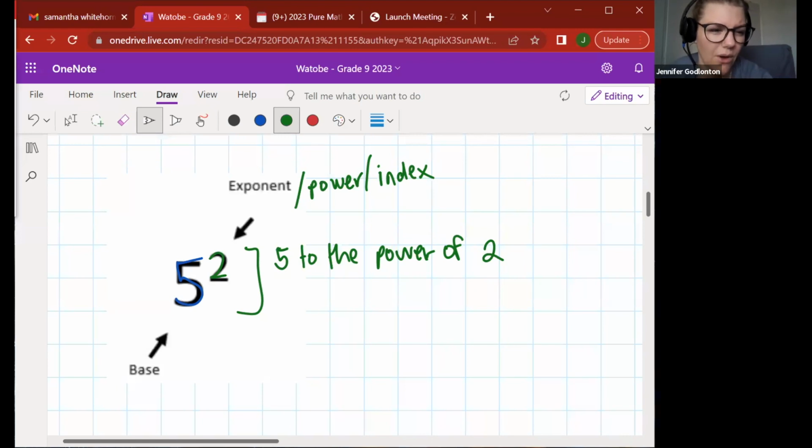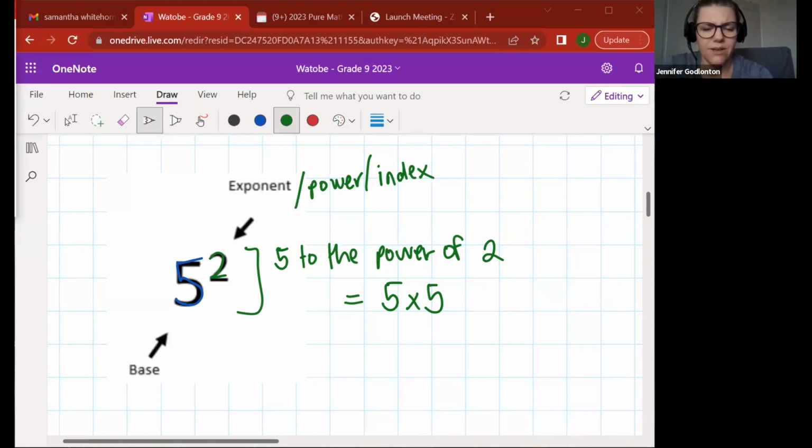Okay. What does it mean for 5 to be to the power of 2? How could I write that out without having an exponent? Yes, Lolita, can you tell me? It means that 5 is being multiplied by itself twice. Beautiful. So I'm having 5 times 5. So it is being multiplied by itself twice. Beautiful answer.